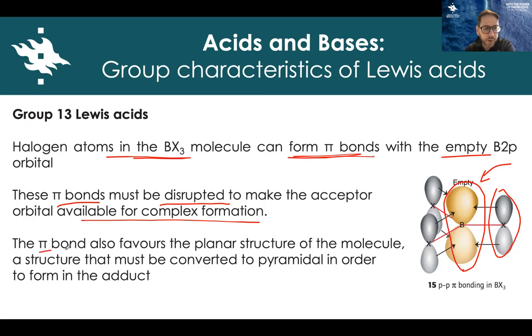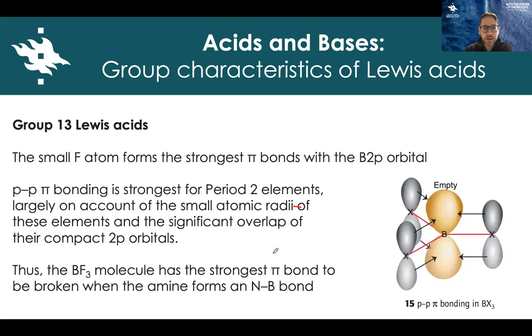And then this pi bond also favors this planar structure of the molecule, which is a structure that must be converted to pyramidal in order to form the acid-base adduct. So what happens is that even though the fluorine atom is the most electronegative, it is also the smallest. So it's the one that forms the shortest bonds in the molecule.